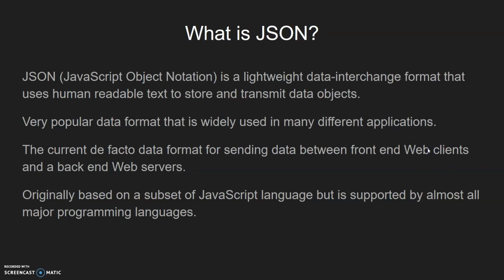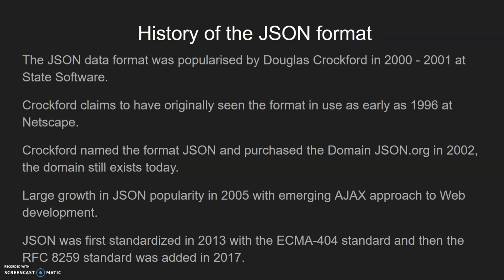Now, what is JSON? JSON stands for JavaScript Object Notation, and it's a lightweight data interchange format that uses human readable text to store and transmit data objects. It's a really popular data format that's used quite widely in lots of different ways, but the main way you often see JSON is the classic thing between a front-end web client and a back-end web server passing data backwards and forwards. It was originally based on a subset of JavaScript, but is basically supported by all the main programming languages at this stage.